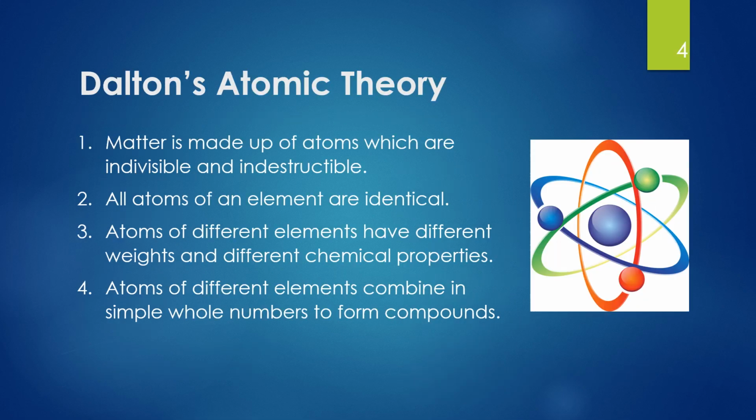So looking at Dalton's atomic theory. Dalton's atomic theory is made up of 4 postulates. The first postulate says that matter is made up of atoms. So if you remember the definition of matter, matter is anything that has mass and occupies space. So postulate 1 is saying that matter, anything that has mass and occupies space, is made up of atoms, which makes sense, right? We're made up of atoms.